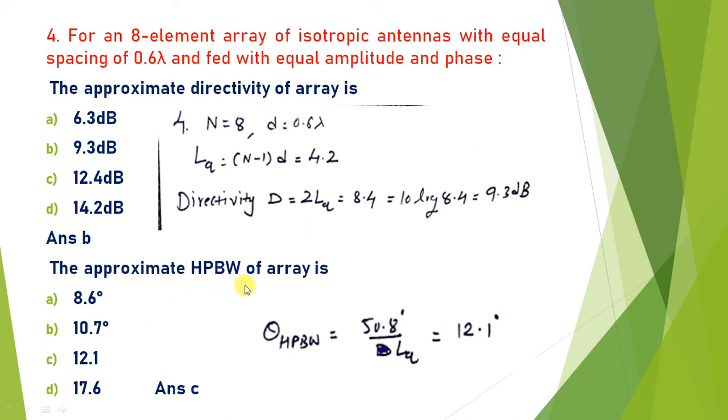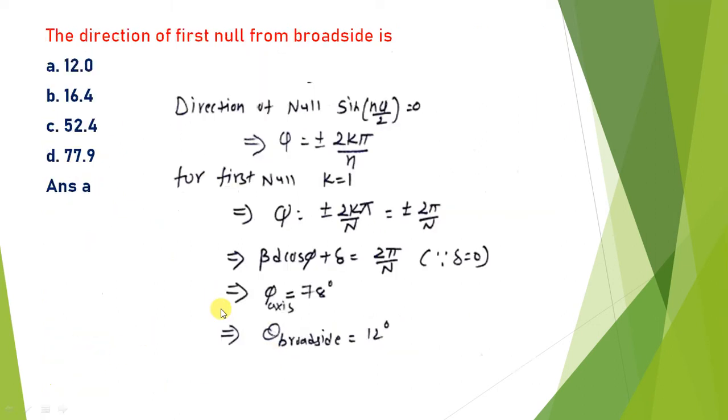What is the half power beamwidth? So half power beamwidth is equal to 50.8 degrees divided by the length of the array. So 50.8 divided by L, which you have already calculated as 4.2. If you divide this, you will get 12.1 degrees as the half power beamwidth. So the answer is C.